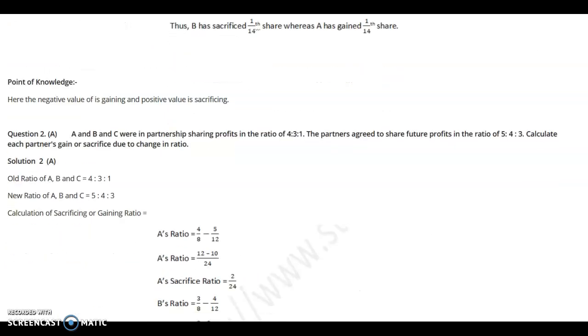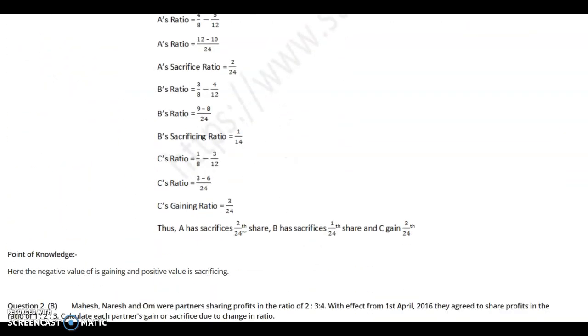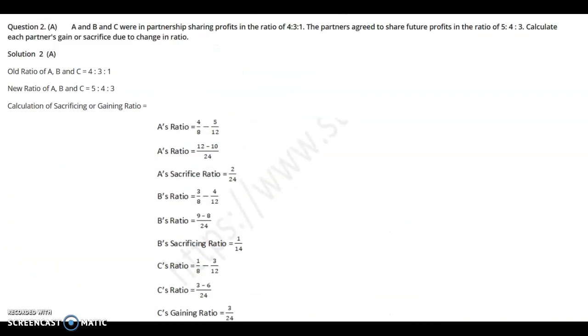Let's understand one more question. This question says that A, B and C are partners sharing in the ratio of 4:3:1. They had agreed to share future profits in the ratio of 5:4:3. Calculate each partner's gain or sacrifice due to change in ratio.